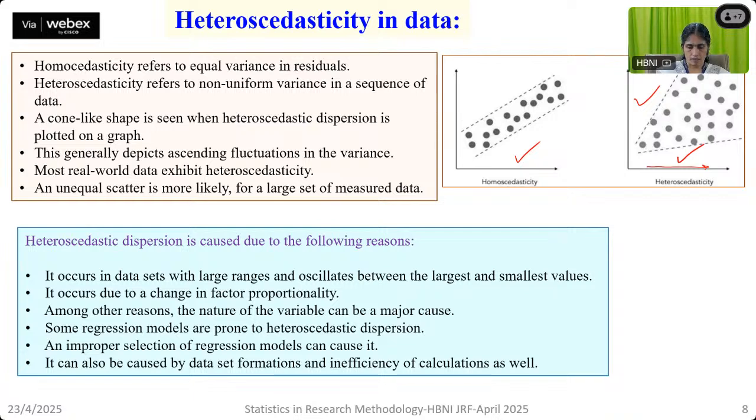And the regression models which we apply, for example, linear or a polynomial or a quadratic function, some of them are prone to this dispersion. So be aware if you are applying a new model, take care of this variation in the dispersion. Do apply theoretically first, then experimentally, then only go for the evaluation of the model.